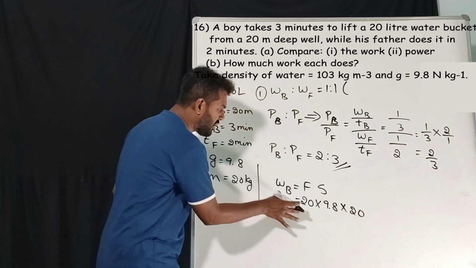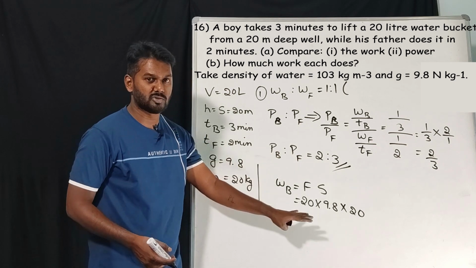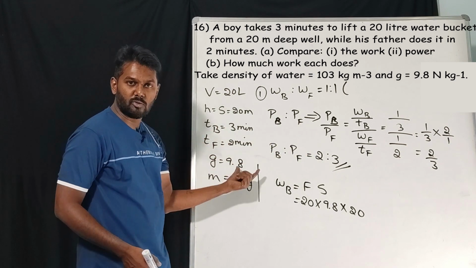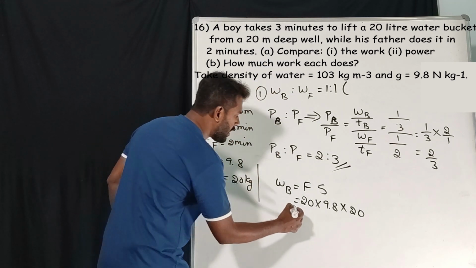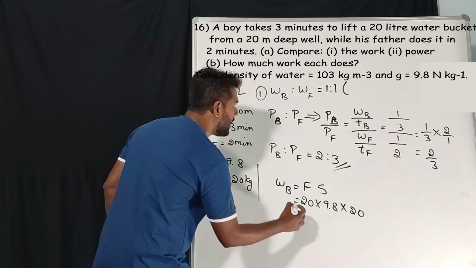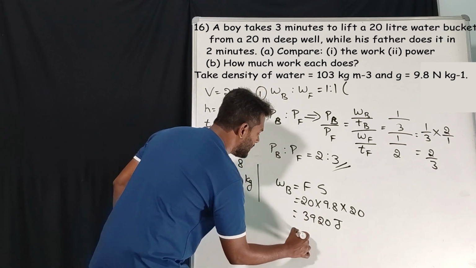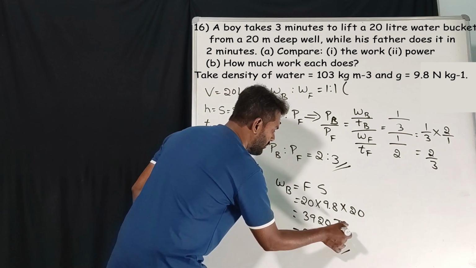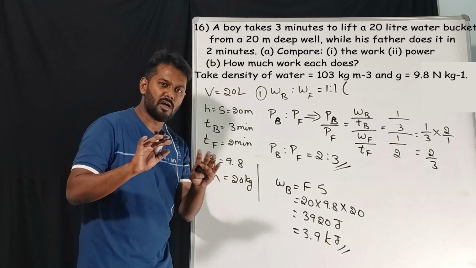Here we are not comparing any values, right? So we have to substitute all the SI units only. While doing a comparison, you don't have to convert into SI units; you can go directly and you will get the same answer. So 20 into 20, 400. 400 into 9.8 will be 3920 joules. You can write this as 3.9 kilojoules. If you leave it as 3920 joules, you will get full marks.